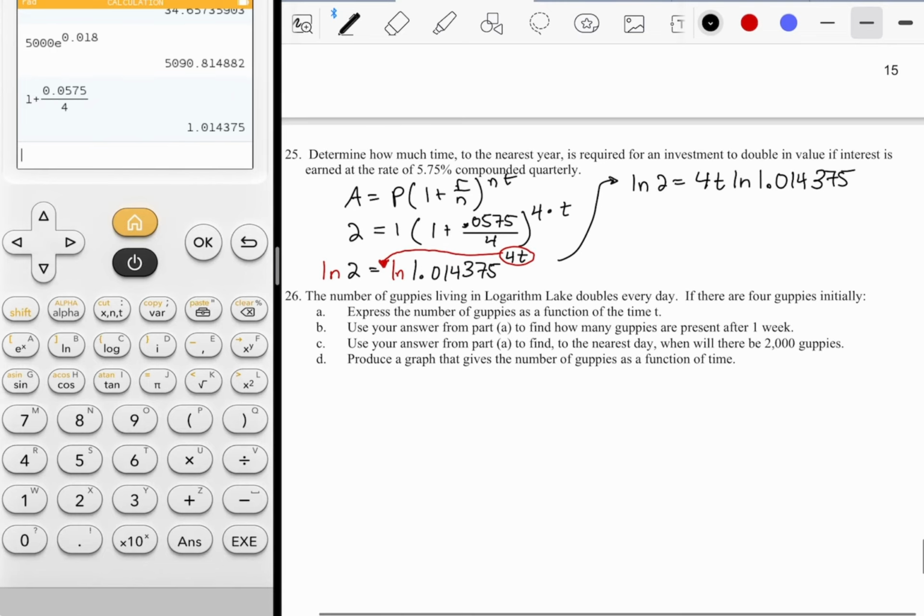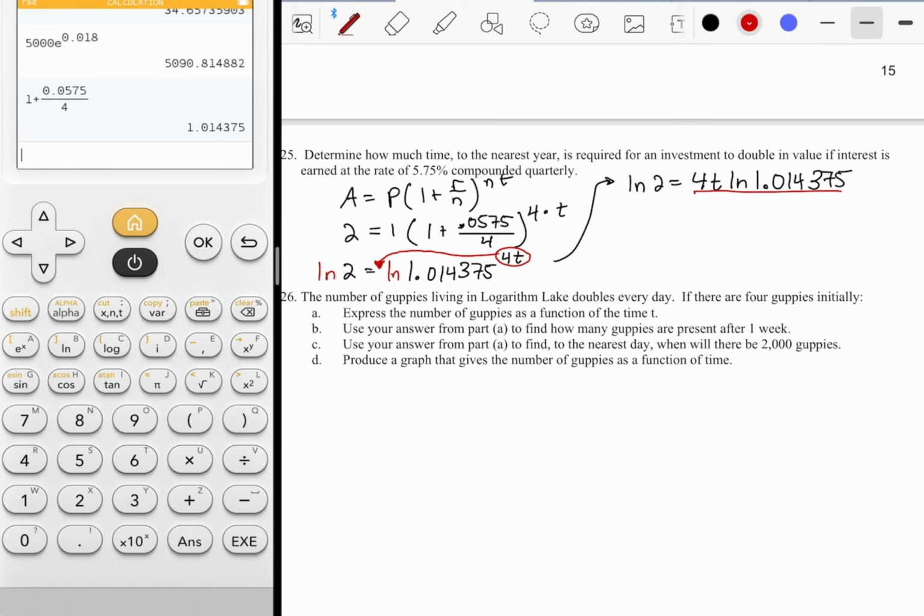If I want to get the t alone, I can divide both sides by first the 4. That would cancel here, so divide both sides by 4. But then I could also divide it by ln of 1.014375. That's also going to cancel on the right, and it's just going to leave me with the value of t here. Right? So whatever this quotient is, that's going to be pretty much my answer.